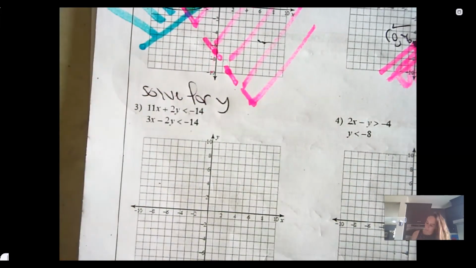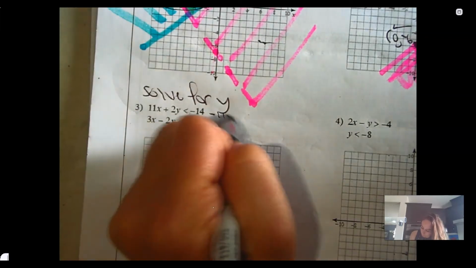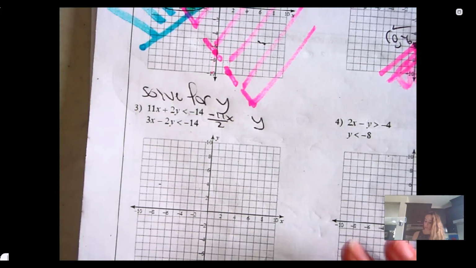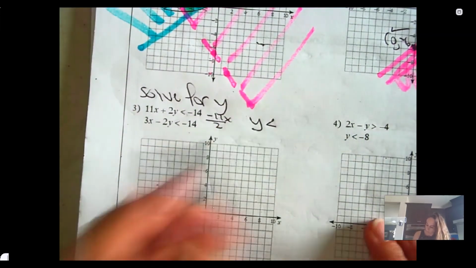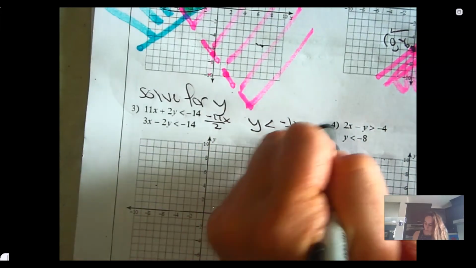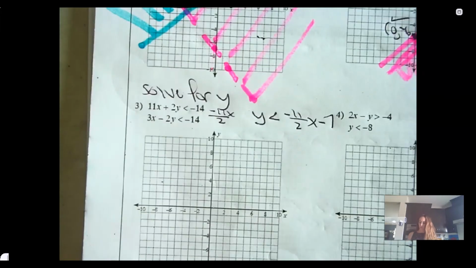Okay? So in this one, I would subtract 11x and then divide by 2. If you're stuck on that, I don't mind helping you with that, okay? But just for time, because a lot of people remember, I don't want to go over that. There's my pink.